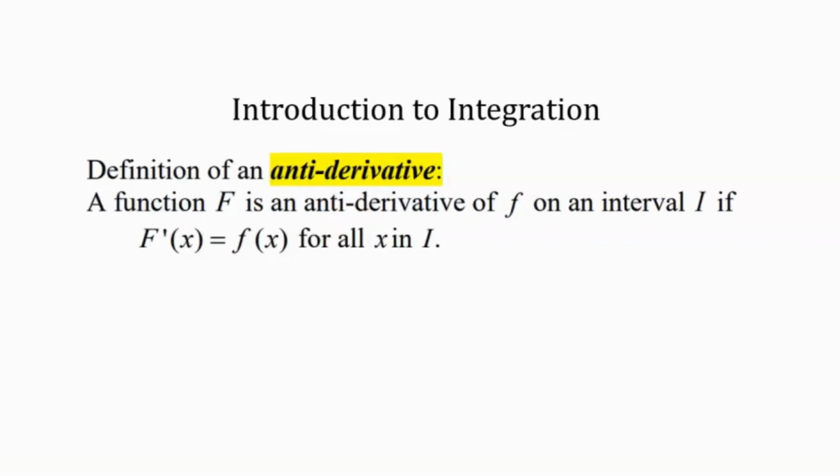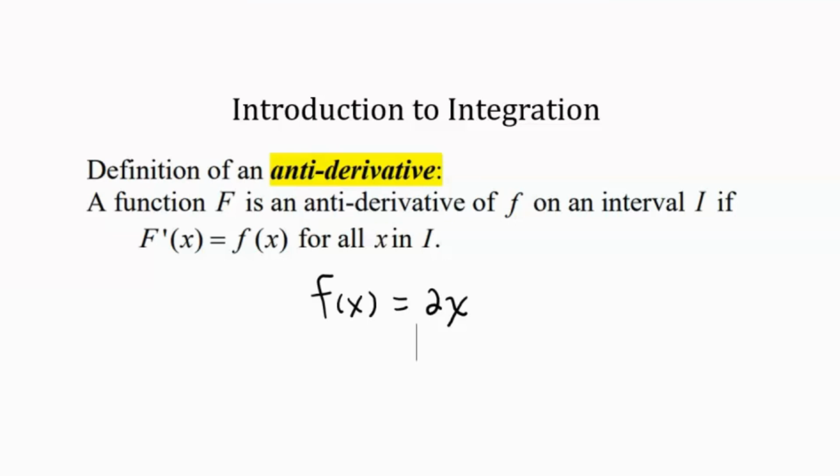So the definition of the antiderivative: we're going to let a function capital F be an antiderivative of little f on an interval I if capital F prime of x is equal to little f of x for all x in I. All right, so let's try this one. Let's say we had f of x is equal to 2x. Okay, so can we work backwards to get what capital F of x is?